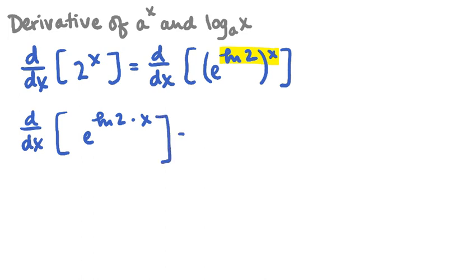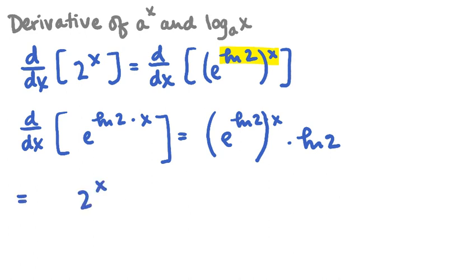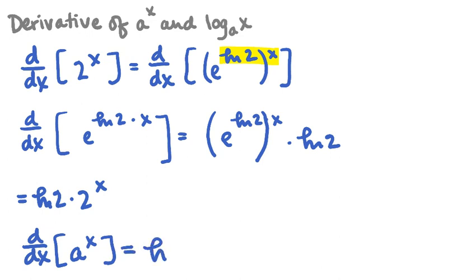This is going to be e to the natural log 2 multiplied by x, but then I'm going to have to multiply by the natural log of 2 because of the chain rule. Okay. Then I'm going to go back and block off e to the natural log of 2. Well, that's 2. So this is 2 to the x, except multiplied by the natural log of 2. So really the rule in general for the derivative of a to the x is natural log a multiplied by a to the x.